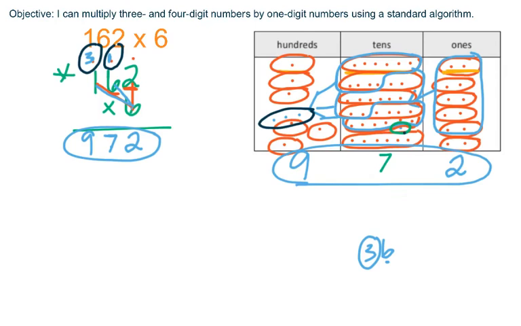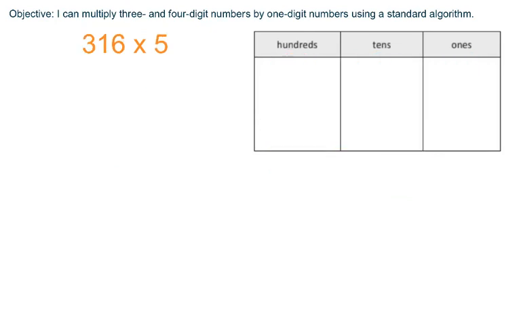Alright, we're going to look at one more problem along with the place value chart. This time we have 316 times 5. Alright, this time I'm going to put my whole number in there first instead of doing it one by one. I think it'll make a little bit more sense. So first thing I'm going to do is represent this number in the place value chart. So I have 300 and 1, 2, 3, 4, 5, 6. 1 in the tens, 6 in the ones.